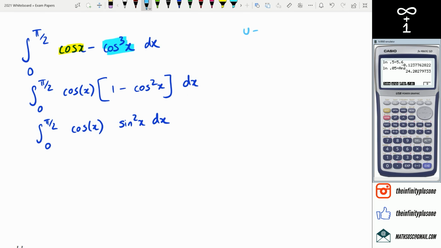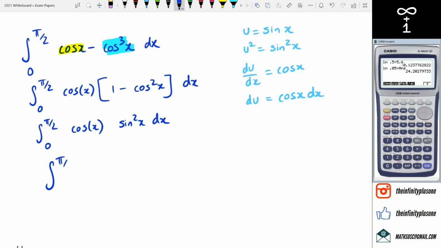So what we're going to do is put down u is equal to sine x, which means u squared is equal to sine squared x. Now du over dx is equal to cos x, and du is equal to cos x dx. Now I'm going to rearrange this in a slightly different way so that it'll actually make sense to you guys: sine squared x, and then cos x dx. Because what I'm going to do right now is substitute this with u.